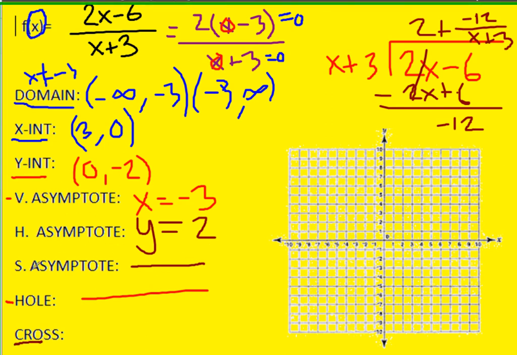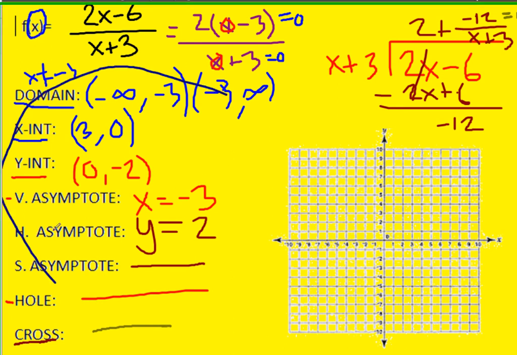And the last step is cross. Where do you cross the horizontal asymptote? Well, that happens when the remainder equals 0. So when does negative 12 equal 0? It never does. So we don't have anything crossing a horizontal asymptote, and that's actually pretty common, not to get something crossing the horizontal asymptote. So that's good. We've got all the information we need.